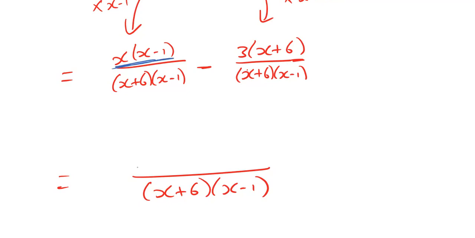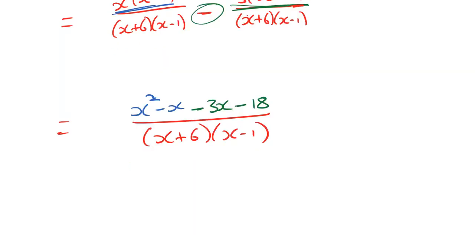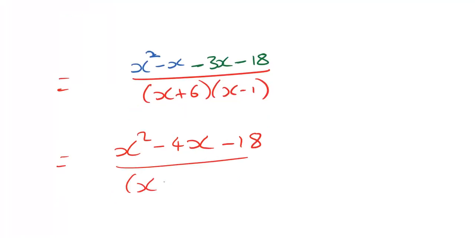Let's start with the left-hand side. We're going to have x squared and a minus x. On the right-hand side, that one over there, we'll have a minus 3x. And if we consider that minus as part of that, I would write this as minus 18, and then there's no confusion, right? Think of the minus 3 outside of the bracket. So if we are doing that, then we can now simplify. We're going to have x squared minus 4x minus 18 all over x plus 6, x minus 1.